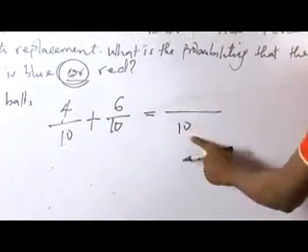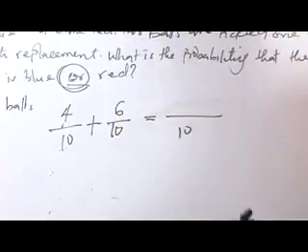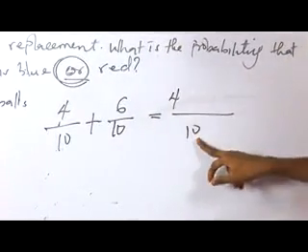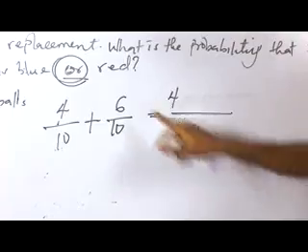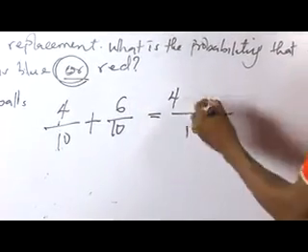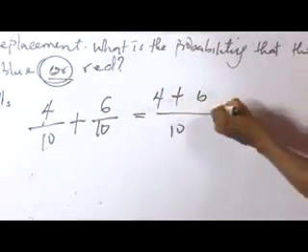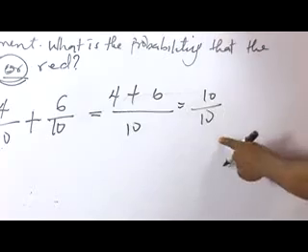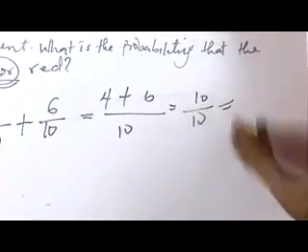Then how many 10s can we see in 10? It is 1. So 1 times 4 is 4. 10 divided by 10 is 1. 1 times 6 is 6. So we have that. Then we have 10 out of 10. If you divide 10 by 10 using any means, then you must get 1.